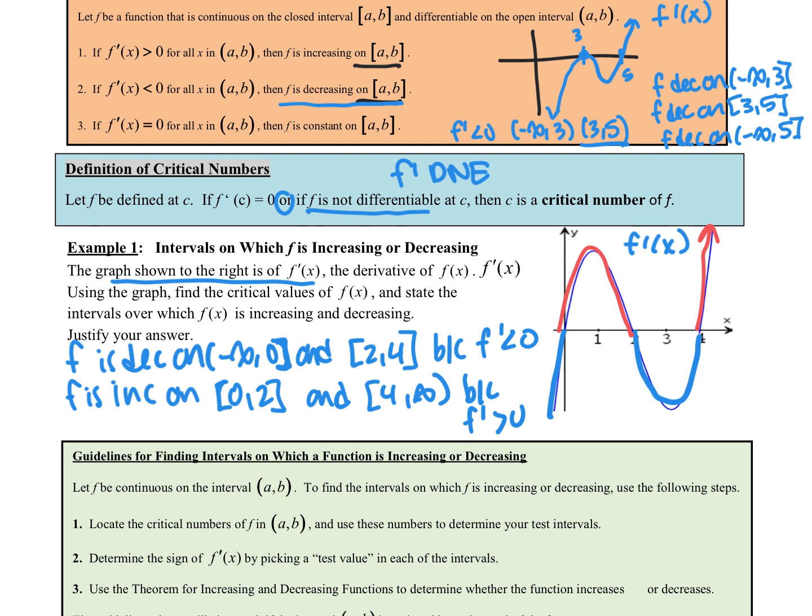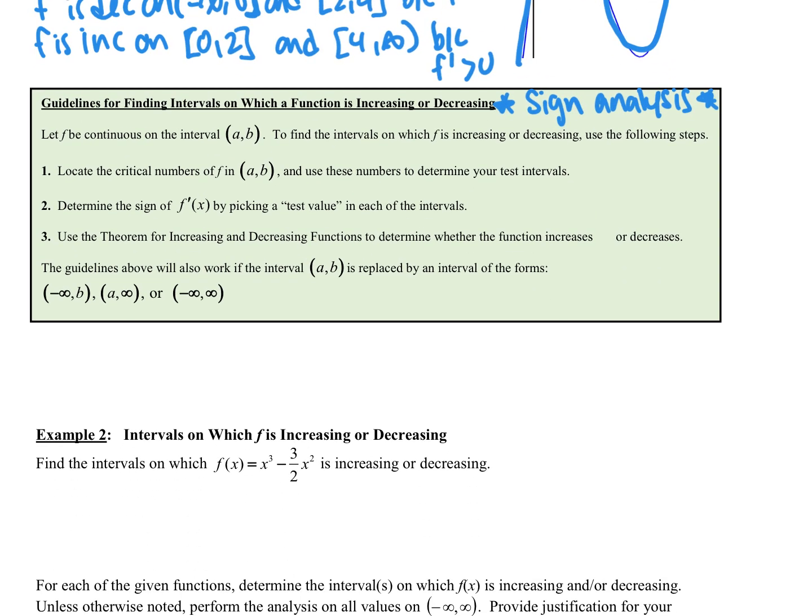But now we're going to talk about how we do a sign analysis with all the correct details for a free response question, because these are usually free response questions, in order to find where a function is increasing and decreasing. And specifically, most of the time you're given f here. This also works when you're given f prime, but most of these examples are when you're given f.